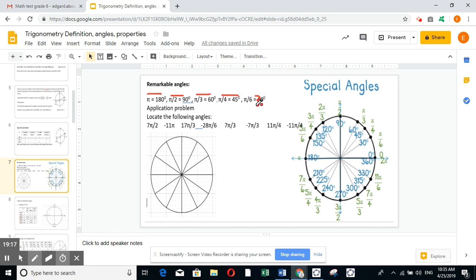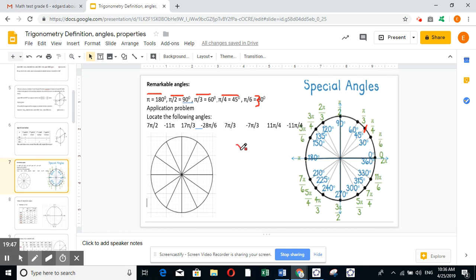So the remarkable angles are all angles of the form pi over 1, pi over 2, pi over 3, pi over 4, pi over 6. Pi is 180 degrees, pi over 2 is 90, pi over 3 is 60 degrees from here till here. Pi over 4 is the middle of every quadrant, and pi over 6 is 30 degrees. So how many 30 degree angles do we have in the trigonometric circle?